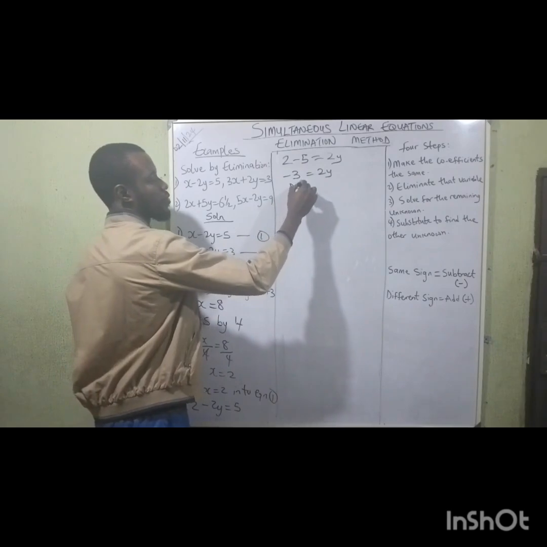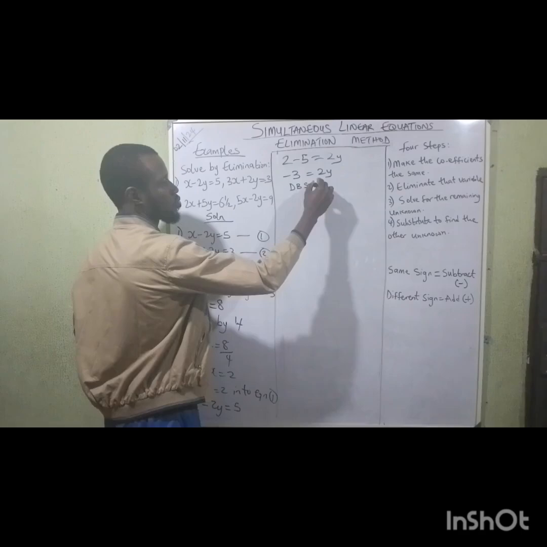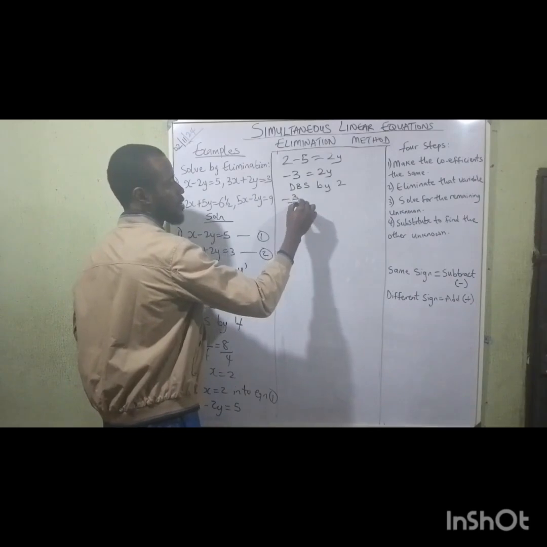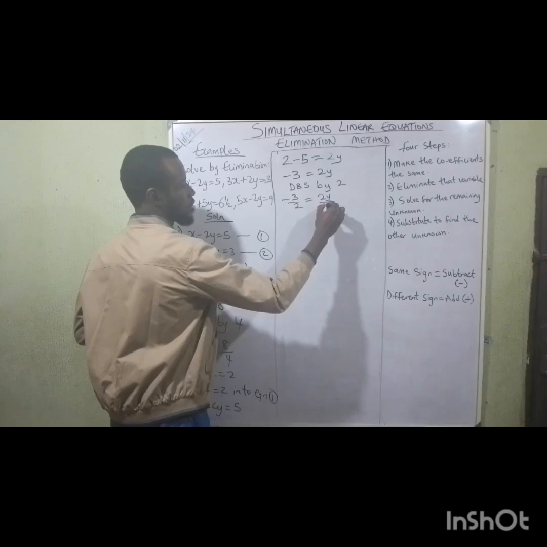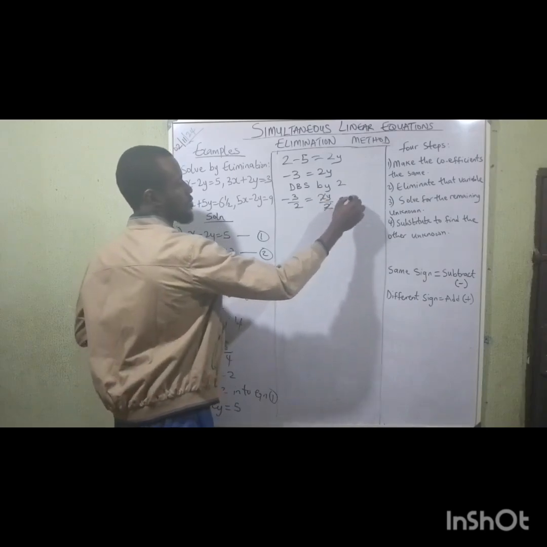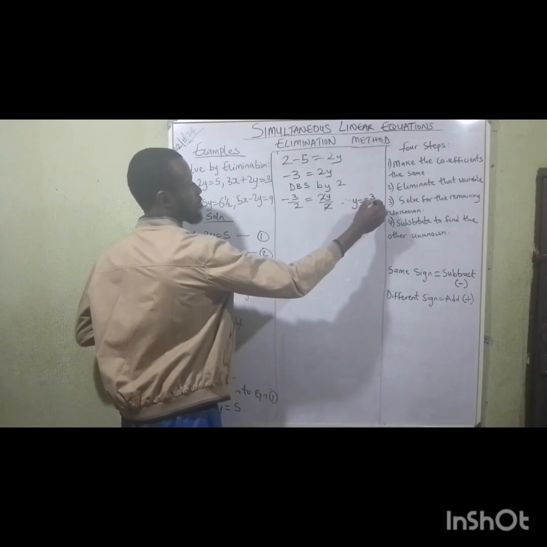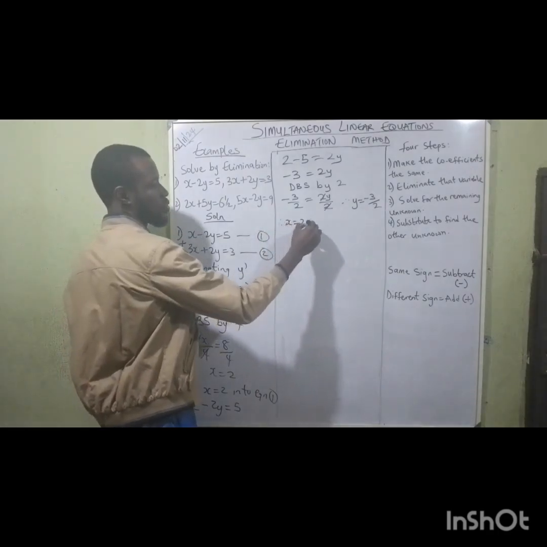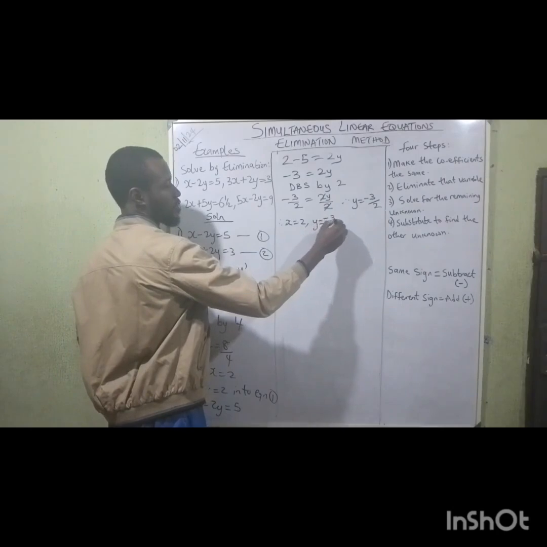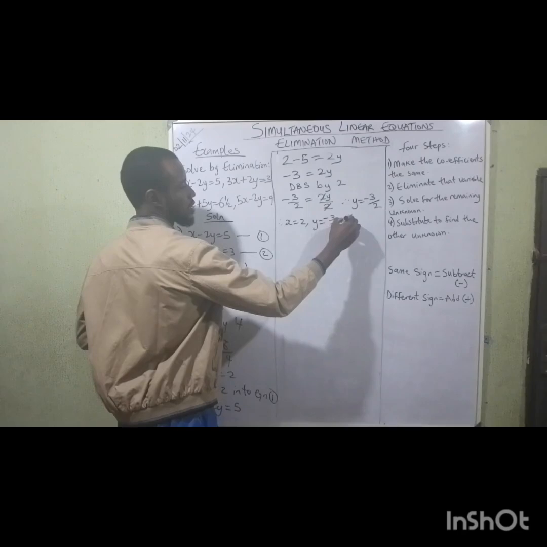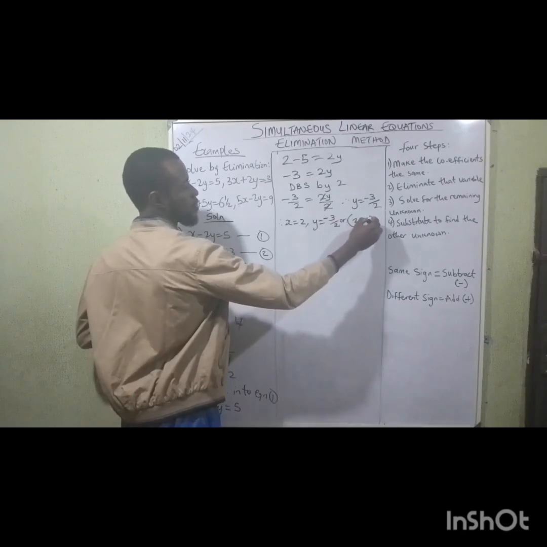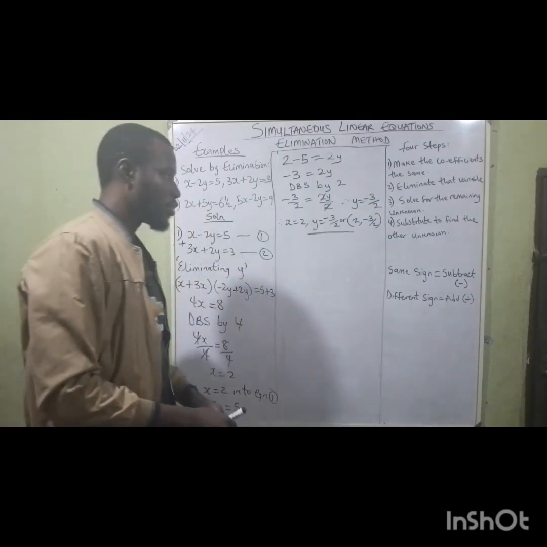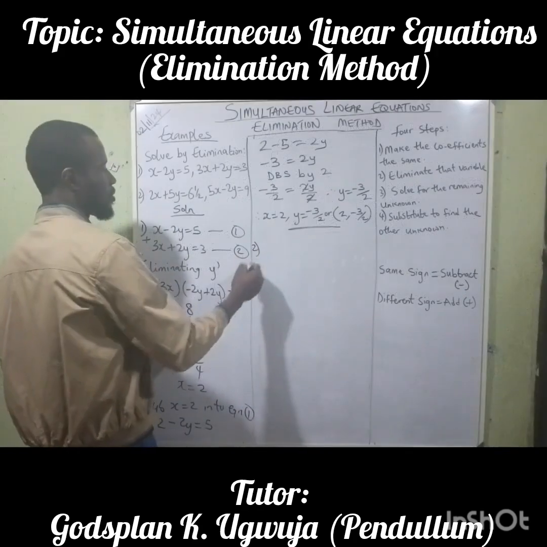Now I want to get y, so I divide both sides by 2. So that 2 will cancel out itself and only y will remain there. Minus 3 over 2 is equal to 2y over 2. This will cancel this. Therefore, y is minus 3 over 2. So our answers are x is 2, y is minus 3 over 2, which you can write as 2, minus 3 over 2. You can see how quick it is to solve using elimination method. Let's look at the second one.